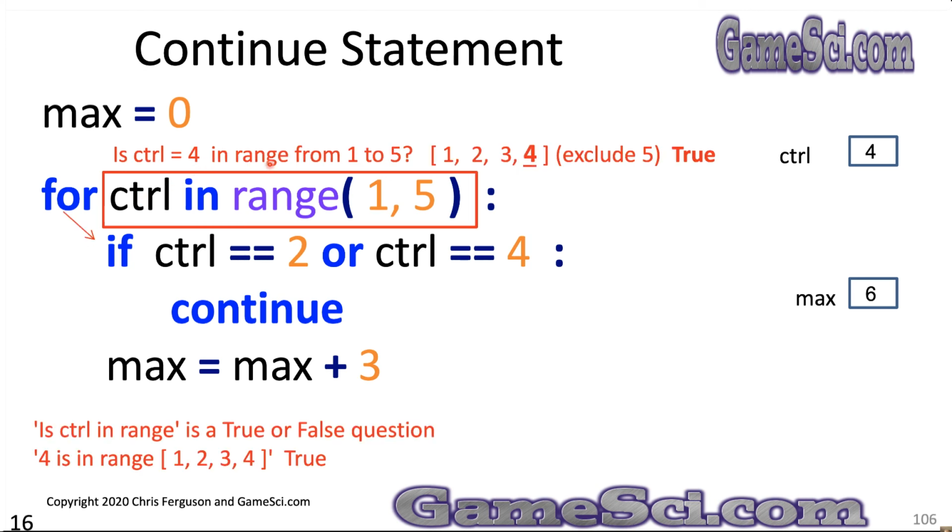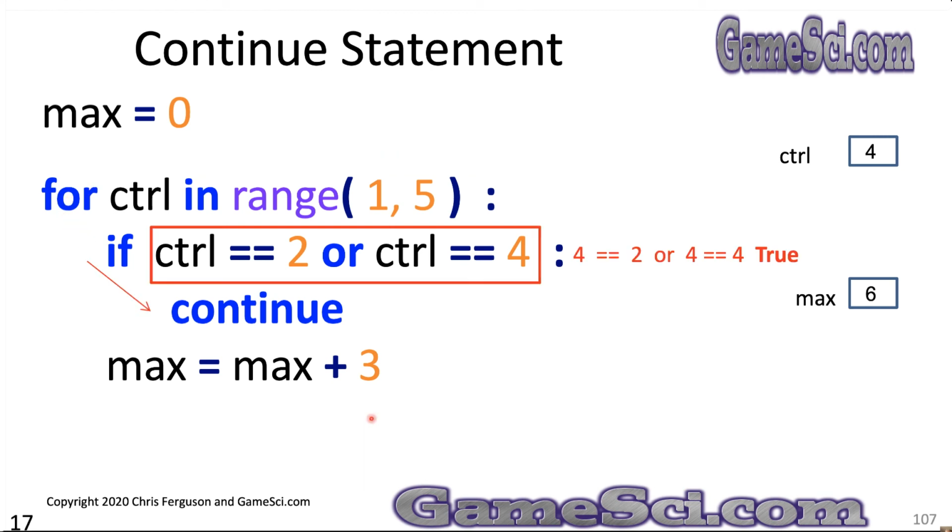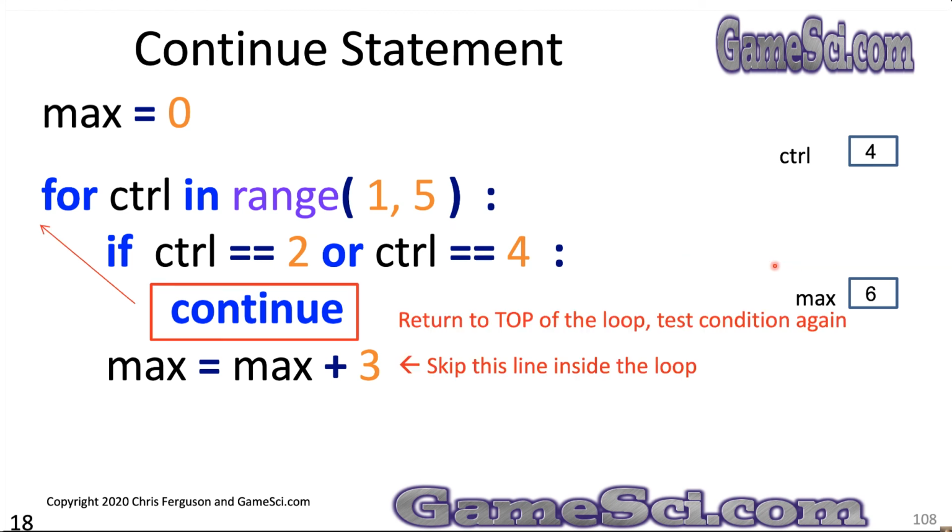Is control equal 4 in range from 1 to 5? That is a true statement. 4 is in the proper range. That is a true statement. That means we execute the code inside the for loop. However, the if statement now becomes true. 4 equal 2 is false, or 4 equal 4. Well, this side is now true. Since this side is true, the overall OR is true. So we will execute the code in the if statement.